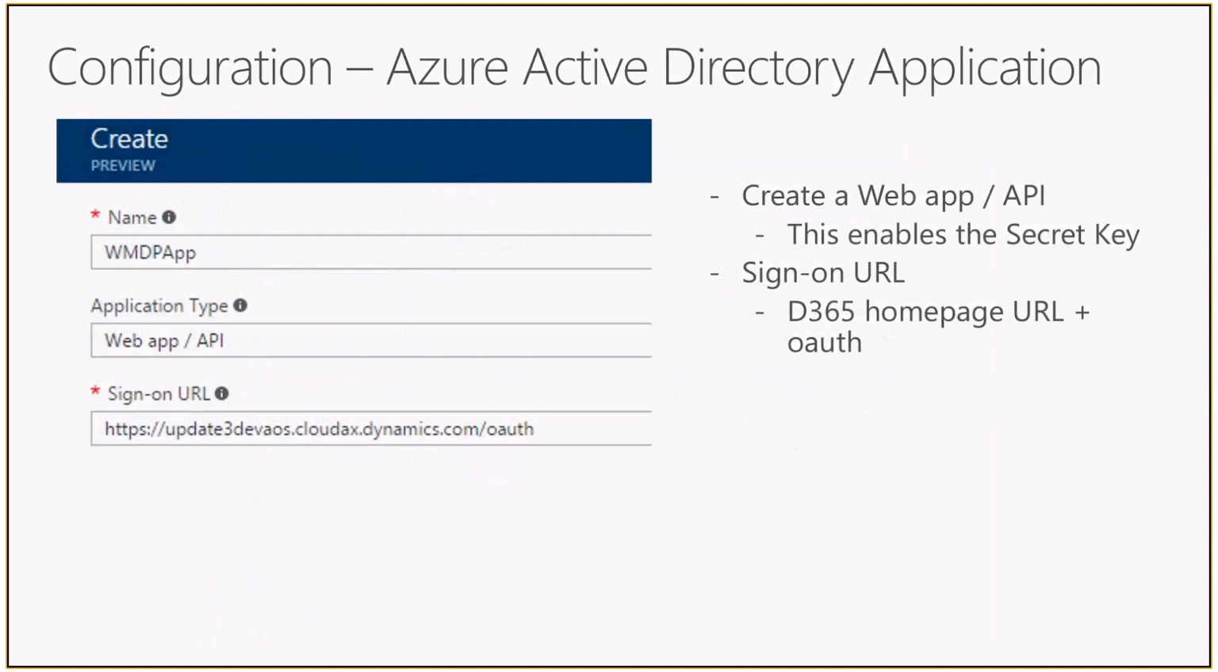You're going to want to create this new application as a web app or an API. This will allow you to create the secret key you need later. Another important element is the sign-on URL. This needs to be the base URL of your Dynamics 365 for Operations environment, plus the string OAuth. Failure to put in the correct string here could impact other applications in your tenant.